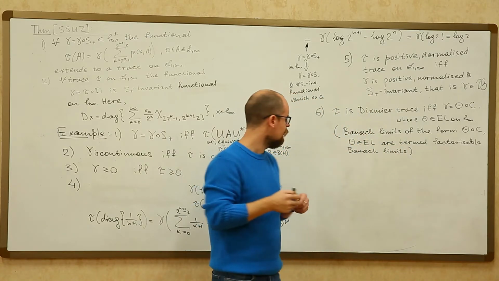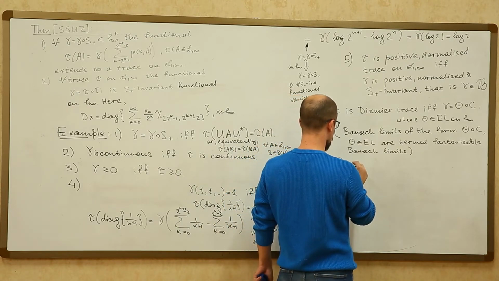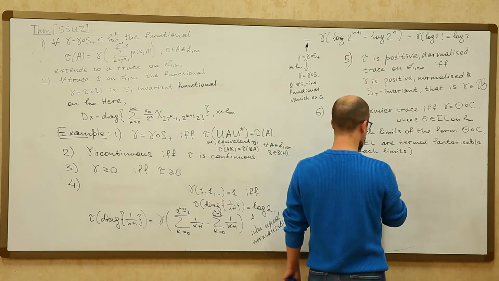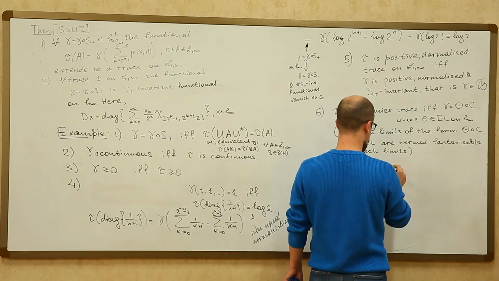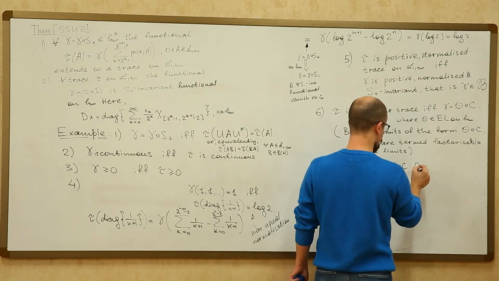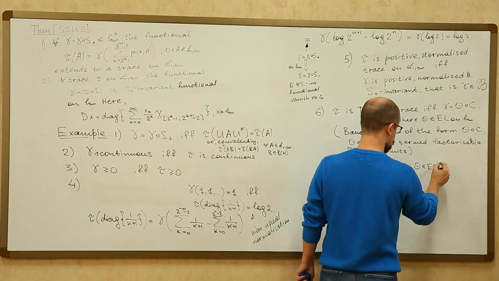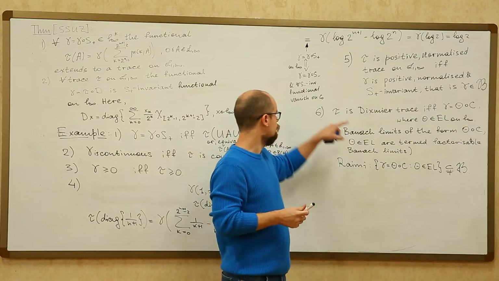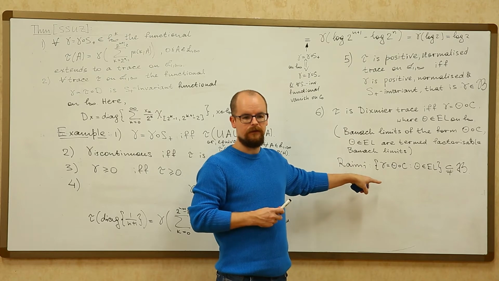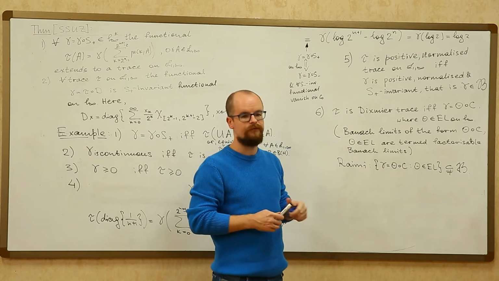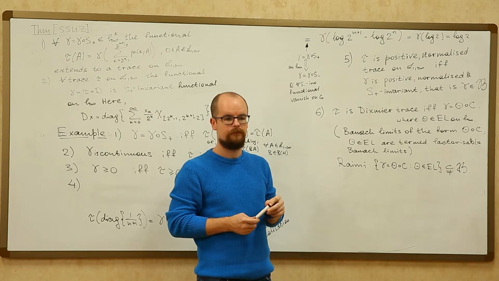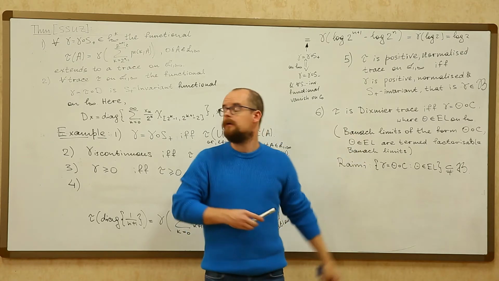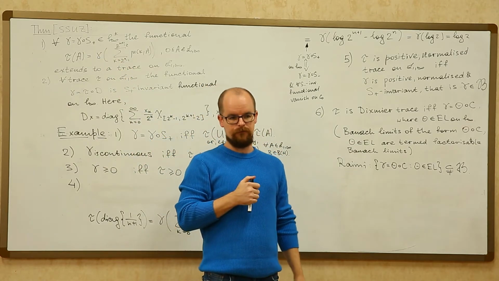And it was shown by Raimi, somewhere in the 60s, I do not remember, that the class of factorizable Banach limits is a proper subset of the set of all Banach limits. So as soon as we establish this result, we instantly get that the class of Dixmier traces is a proper subclass in the class of all positive and normalized traces. I will not prove this rigorously. For the rigorous proof, I refer you to this paper, but I will give you a sketch of the proof.